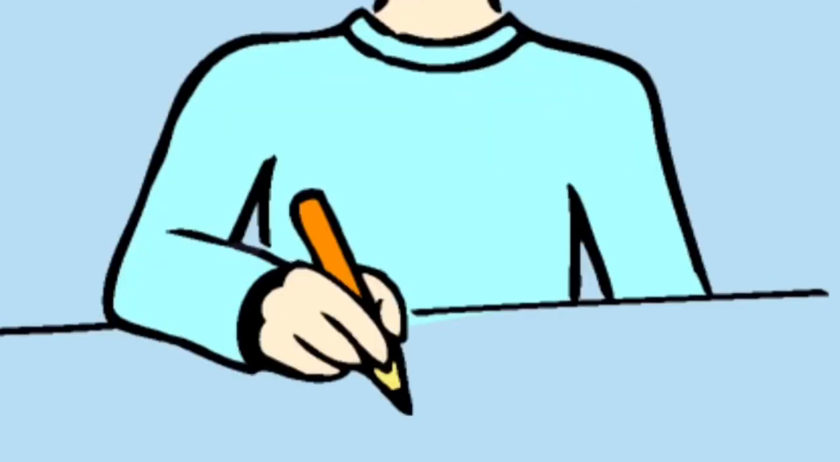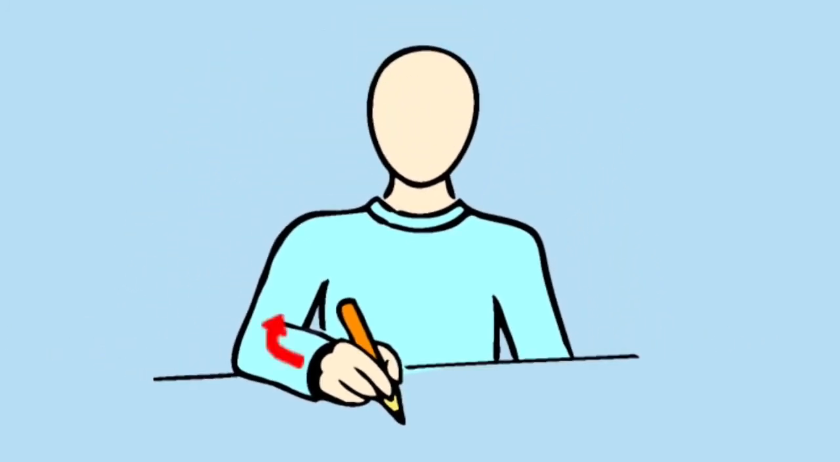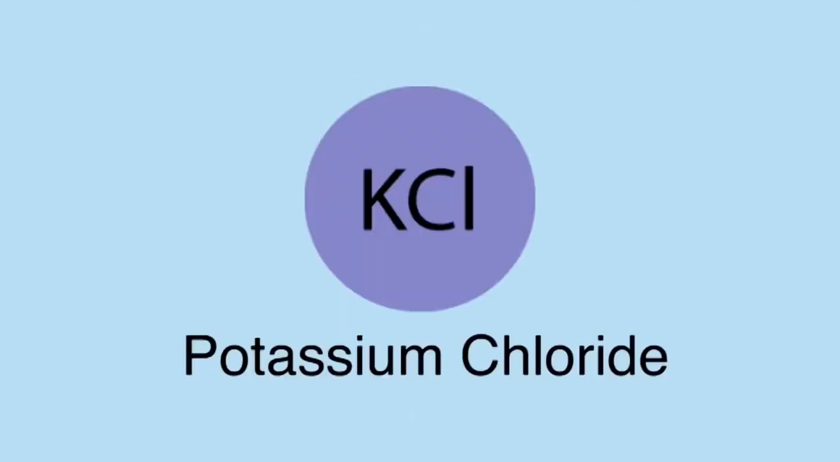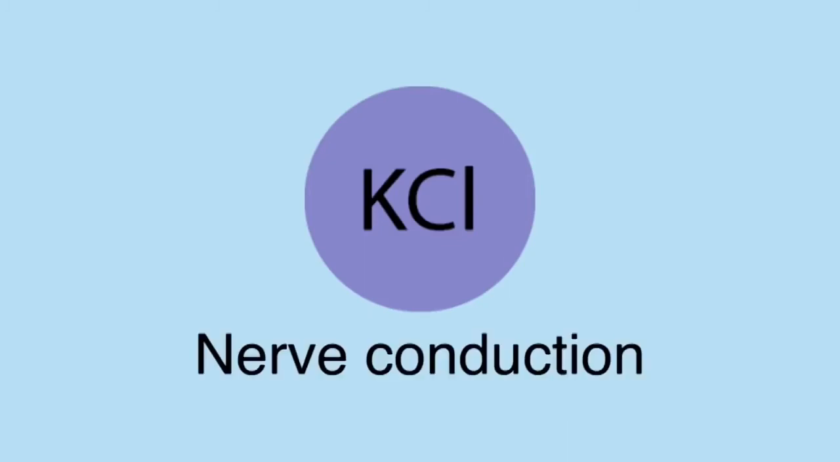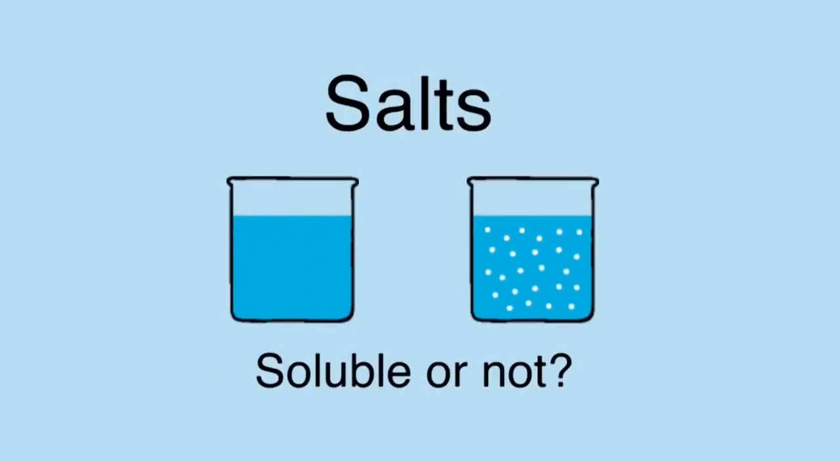Grab your pencil. You can feel the pencil in your hand because a chemical message is relayed from the muscle in your hands to your brain. Potassium chloride plays an important role in nerve conduction. Without it, no chemical messages would be relayed. How would you know if a salt is soluble in water or not? Just from its formula or from its constituent ions?